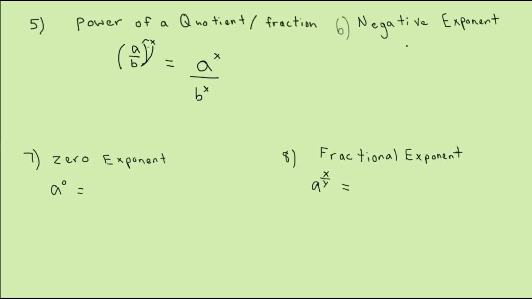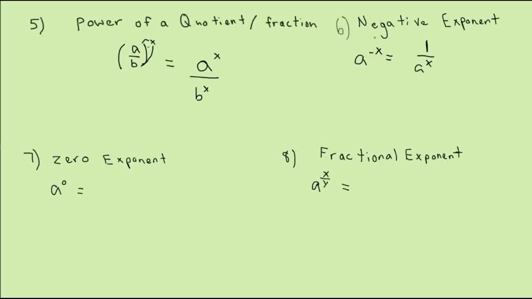Okay, negative exponents. In negative exponents, if we have a to the negative x power, in order to make that negative x positive, all we have to do is flip the fraction over. So if we flip the fraction over, all we have now is a to the x power, because when we flip it over, the x becomes positive over 1.